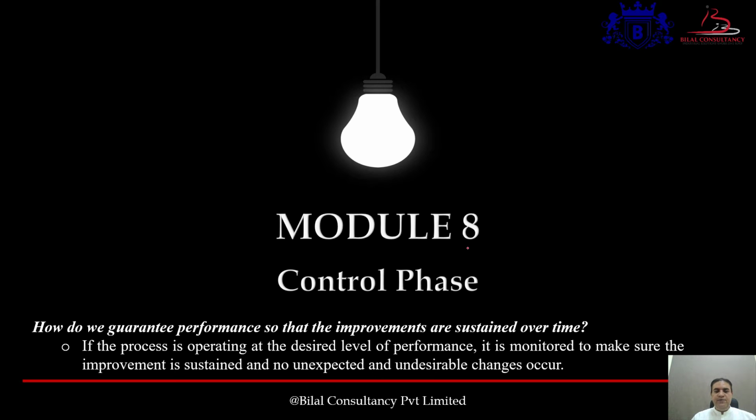Welcome. In this video, we are going to start our module 8, which is a control phase module. So, in the last phase of this DMAIC cycle, which is the control phase, we are trying to get the answer of how we can guarantee that whatever improvement we have done, it should be sustainable over the time. Which means we are trying to monitor our process over the time, so that we can confirm that whatever changes and improvement we have done, it should be sustainable over the time.